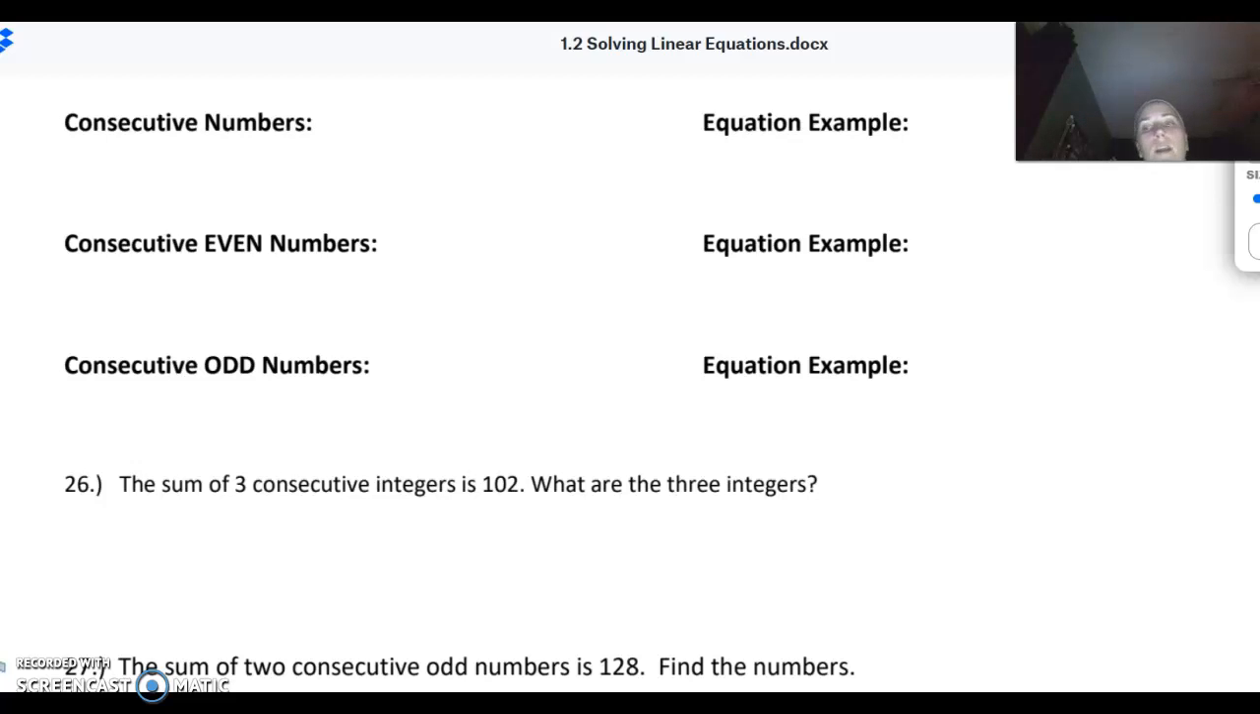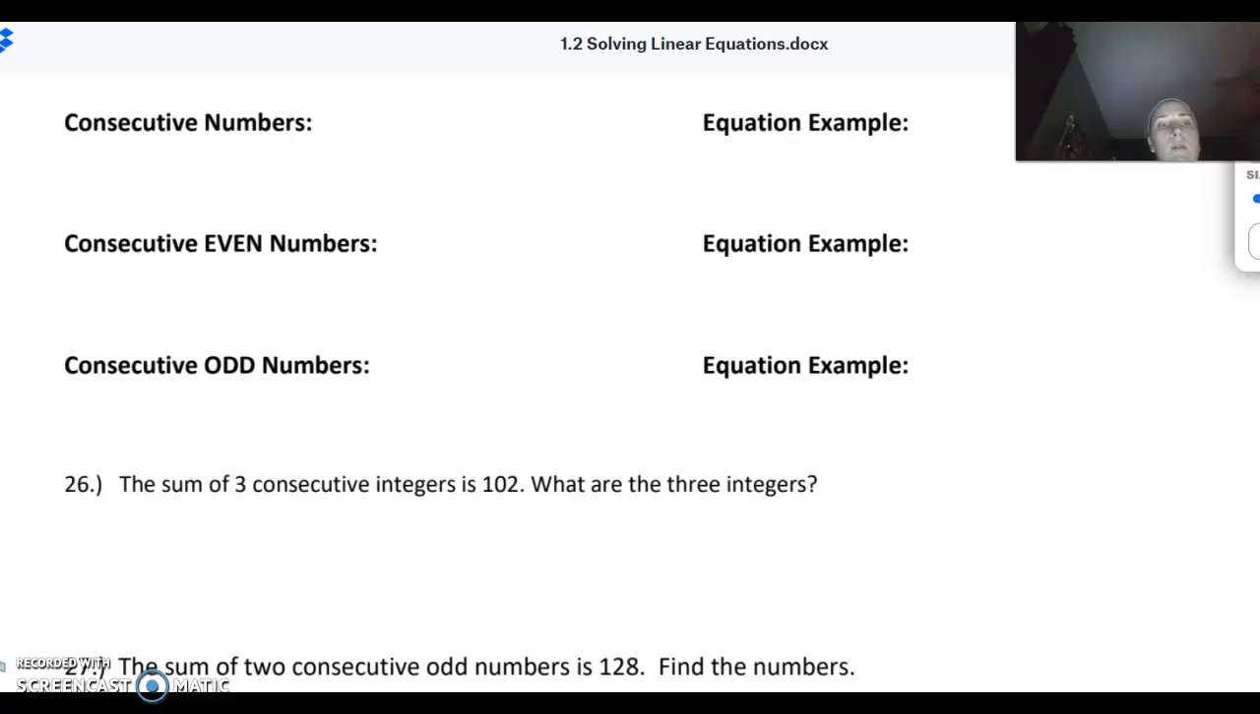Guys, so this is our last day of notes for 1.2 solving linear equations. I'm going to walk you through these notes and then we will be doing an activity or some independent work as a class. You'll hear directions after the notes for that.